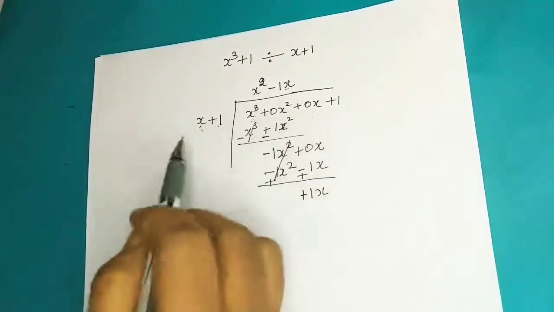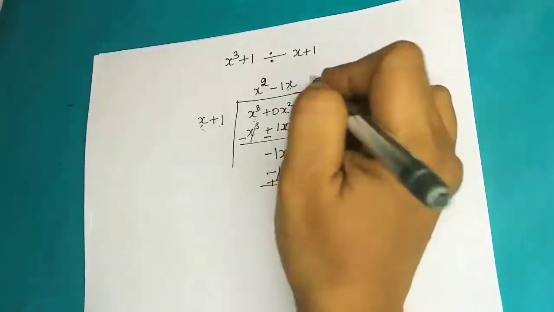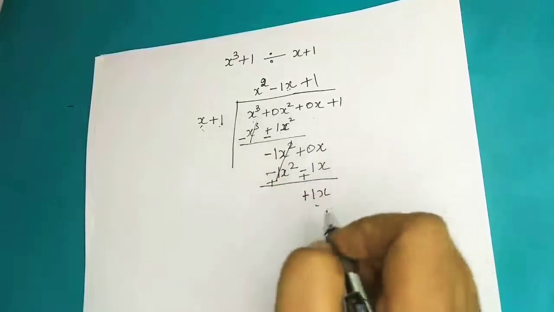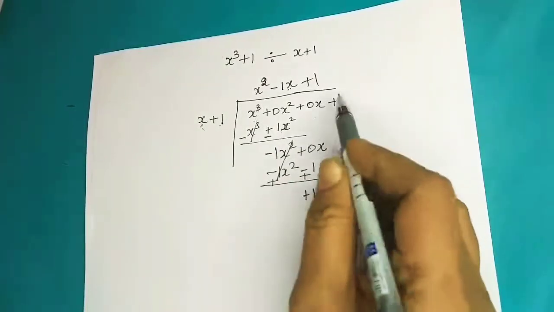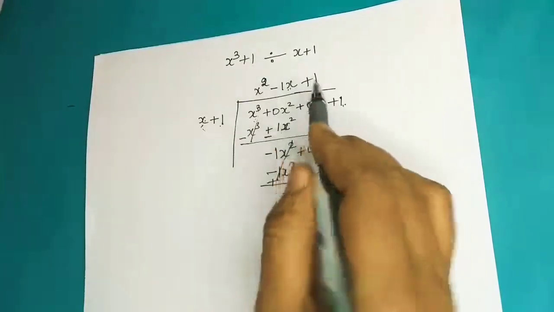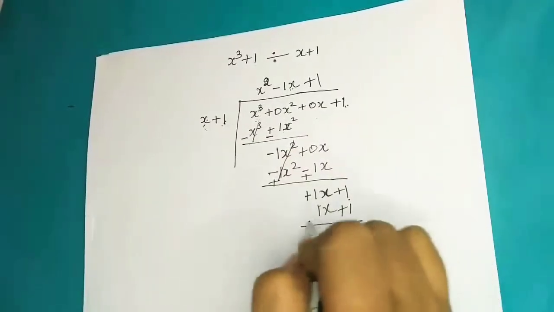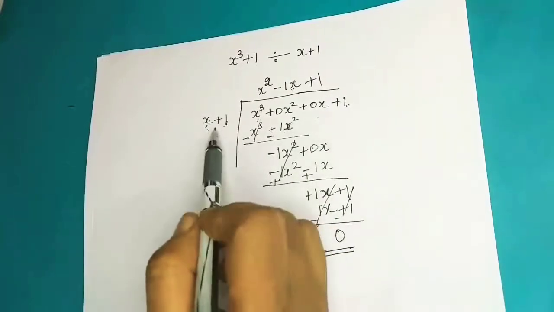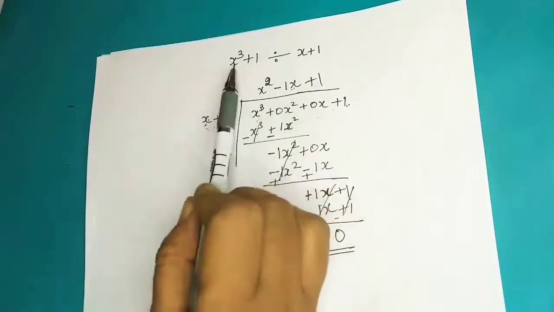With what number should we multiply x to get positive 1x? It is positive 1. So x into 1 is 1x, and I take down the last term, 1. 1 into 1 is 1. After subtraction you can see that there is no remainder. That means x plus 1 is a factor of this polynomial, that is, x plus 1 is a factor of x cube plus 1.